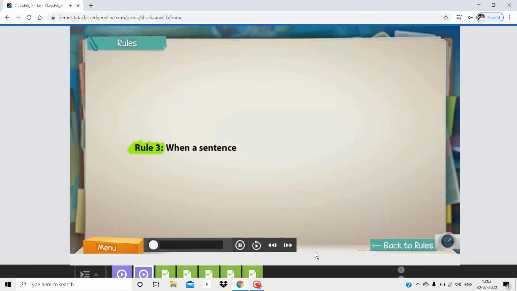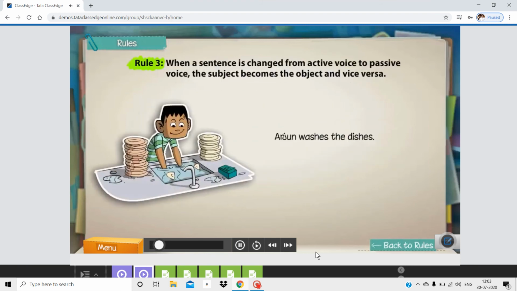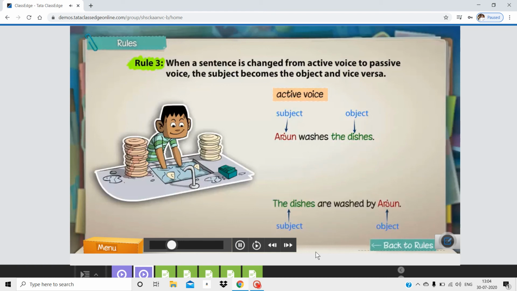When a sentence is changed from active voice to passive voice, the subject becomes the object, and vice versa. Look at this sentence, which is in the active voice. The subject, Arjun, is performing the action on the object, the dishes. To change the sentence to the passive voice, make the object, the dishes, the subject. The subject, Arjun, now becomes the object.